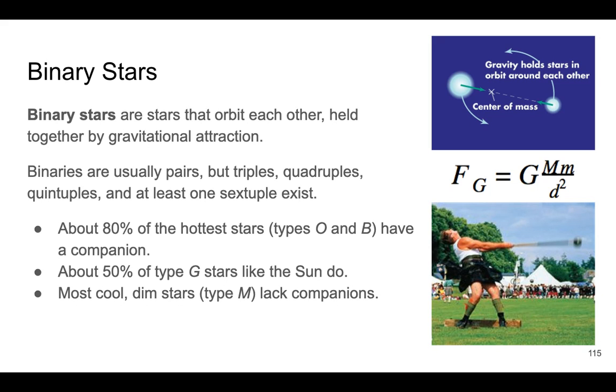So how often are stars binaries? It depends on the size of the stars. The hottest stars, these are also the biggest stars, it'll turn out. Most of them, about 80% of them, do have a companion. About half the stars that are like the sun, which are called G-type stars, have companions. The sun, it turns out, does not. It's 50-50. It turns out the sun didn't have a companion star. And the cool dim stars, which tend to be the really tiny ones, most of those lack companion stars. So yeah, they're kind of common depending on the size of the star.